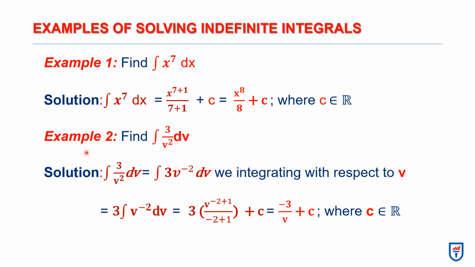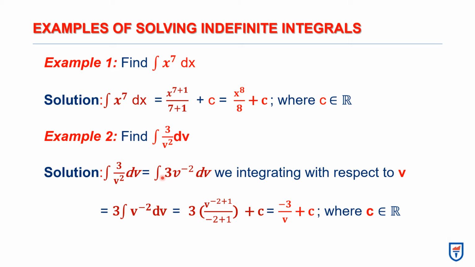Of the real numbers. Example 2 says, find the integral of 3 divided by v squared dv. When you are integrating such an expression with a division, since we have a constant as the numerator, we simply take v to the power 2 up to the numerator, and you end up with an integral of 3 v to the power negative 2, because whenever you move a value from the denominator, the sign of its power changes. So here we have a positive power of 2, and when it comes up to the numerator it becomes negative 2.